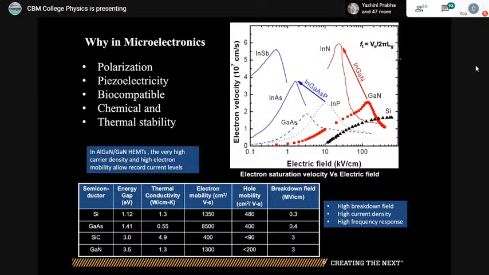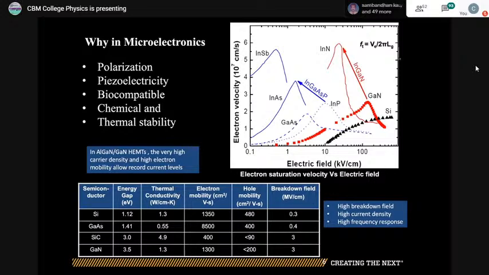But the problem is there is a large lattice mismatch between silicon and gallium nitride. So you cannot directly coat gallium nitride on silicon. Instead, you have to use different buffer layers to support gallium nitride on silicon. Similarly, the electron mobility is also very much matching with silicon carbide or silicon, but not as good as gallium arsenide. But that's not a big issue. We have electron mobility that is matching with silicon. That's also very good. The hole mobility is lower in gallium nitride because it's a wide band gap material with a lot of defects.